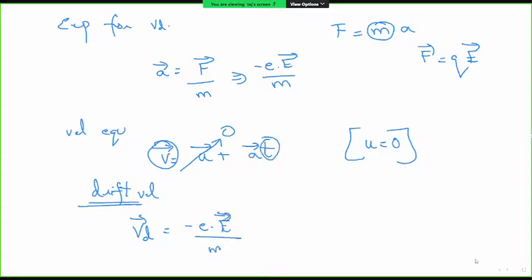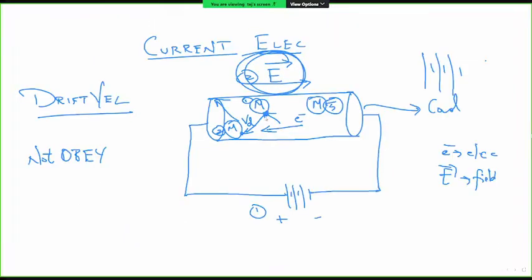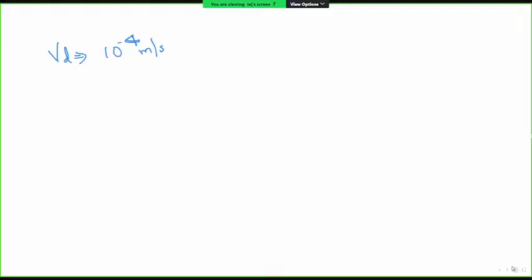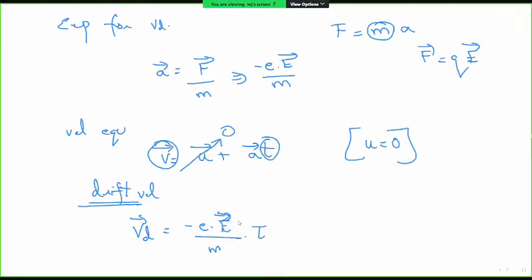Guys, I just told you, the time in between two collisions is called tau. What does that tau mean? Relaxation time. The relaxation time is nothing but the time interval between two collisions. I won't write T; instead, I'll write tau. This is my formula for drift velocity.